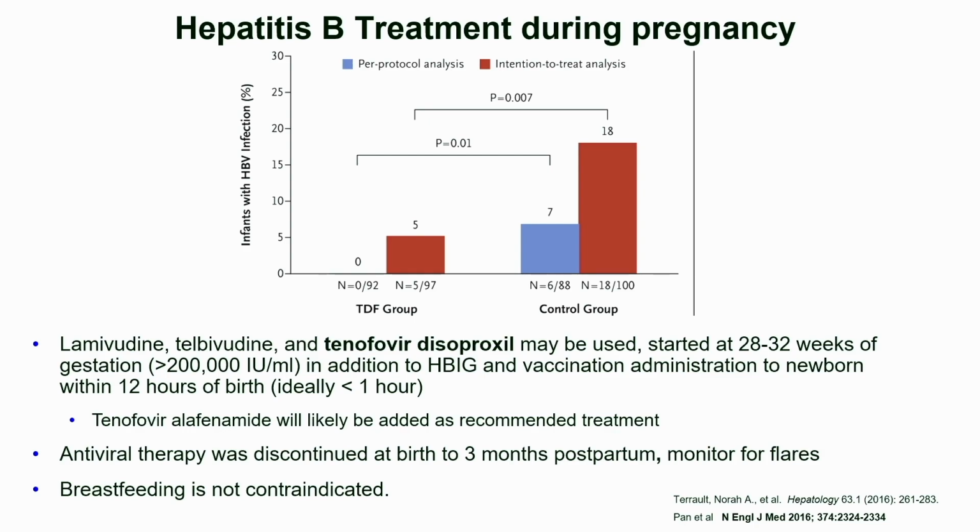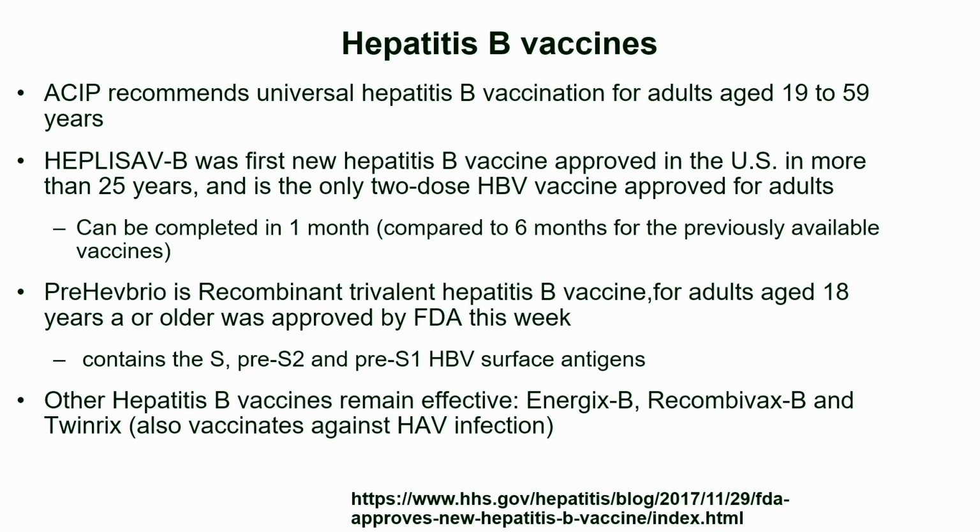On the left you can see the tenofovir treated group, and then on the right you have the control group. Intention to treat is red, and blue was per protocol. And you can see in those who actually completed all the treatment, there were no transmissions. You also need Hep B immune globulin, preferably within an hour of birth as well, because that's when the highest transmission risk occurs, and breastfeeding is not contraindicated.